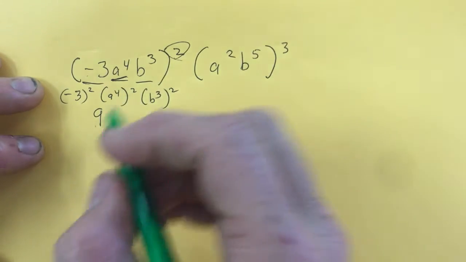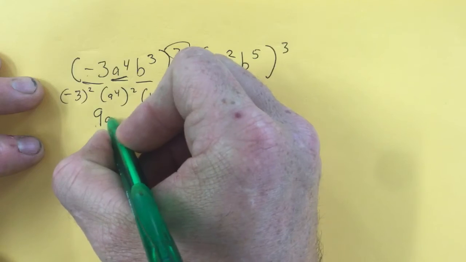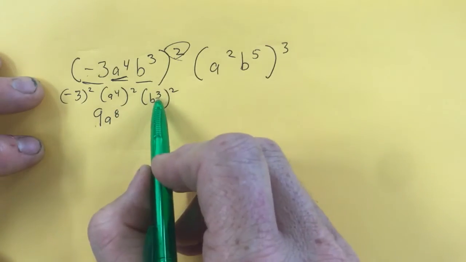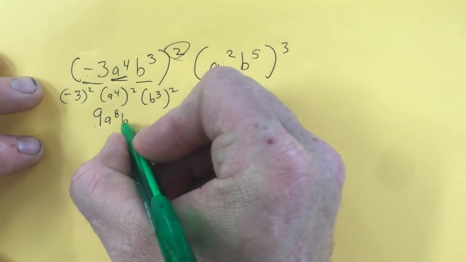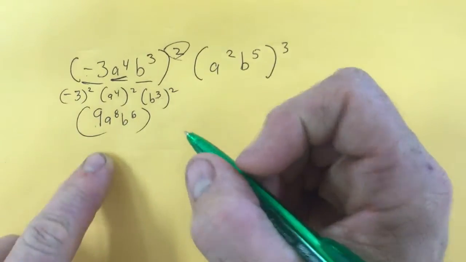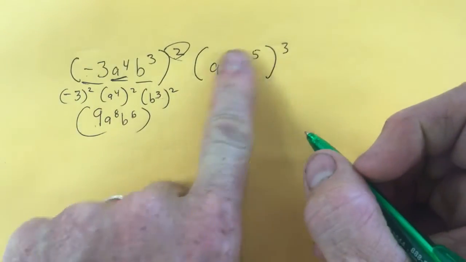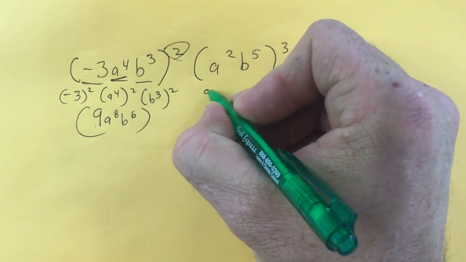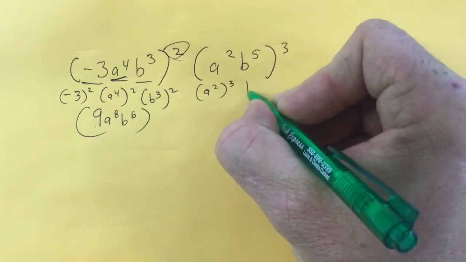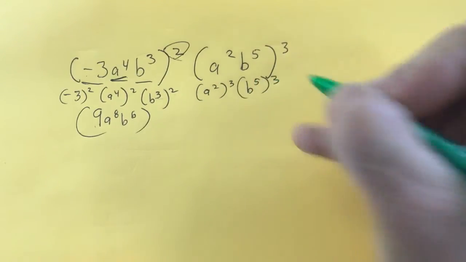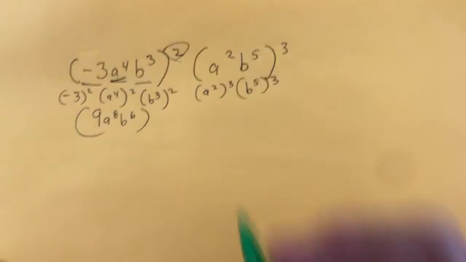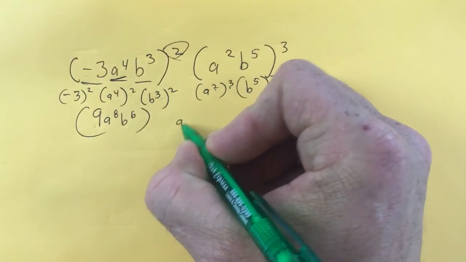So that's the two rules I was talking about. That's going to be a to the 8. And right here, this is going to be 3 times 2. That'd be b to the 6. So there's what this first term is. Now, do this to the 3rd. All right, that's going to be a squared to the 3rd, and it's going to be b to the 5th to the 3rd. Okay? So now right here, a squared to the 3rd, that's going to be a to the 6.